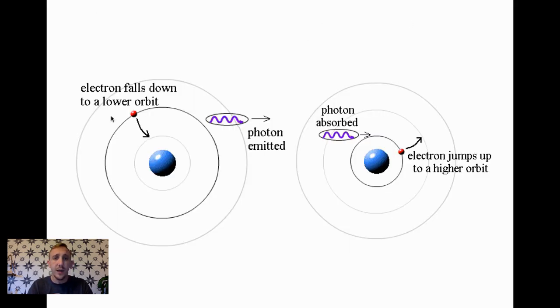So just to reiterate it, when the electron falls down into the lower orbit, it releases a photon, which we see as color. And then when it absorbs an energy level, the electron actually jumps to a higher energy level.